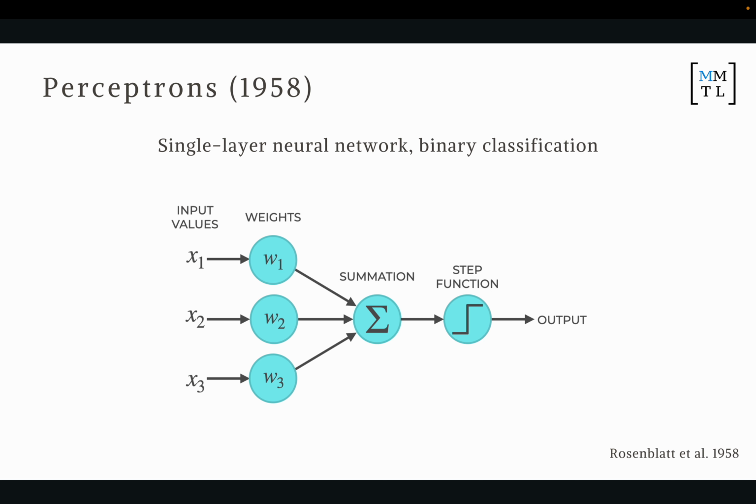So the perceptron was created in 1958 by a guy called Rosenblatt. It was a single layer neural network, primarily just for binary classification, right? And it was honestly just someone looking at regression and being like, hey, we could represent this as a neural network, or as a perceptron, as they called it.